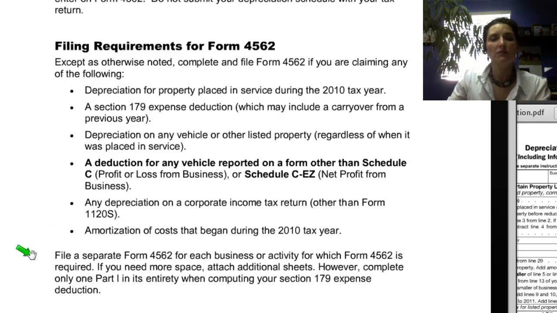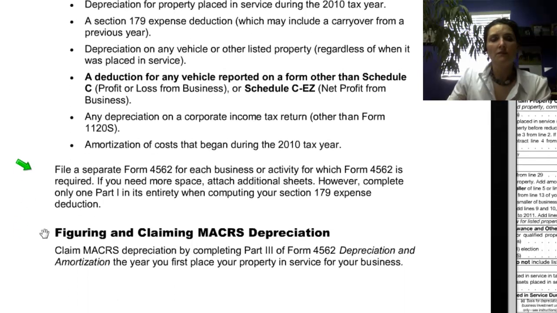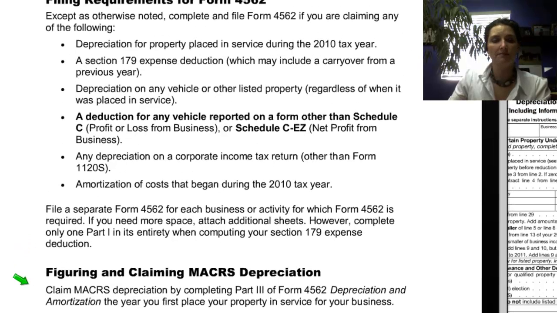You should file a separate Form 4562 for each business or activity for which Form 4562 is required. If you need more space, attach additional sheets. However, complete only one Part 1 in its entirety when computing your Section 179 expense deduction. Figuring and claiming MACRS depreciation. Claim MACRS depreciation by completing Part 3 of Form 4562, Depreciation and Amortization, for the year you first place your property in service for your business.